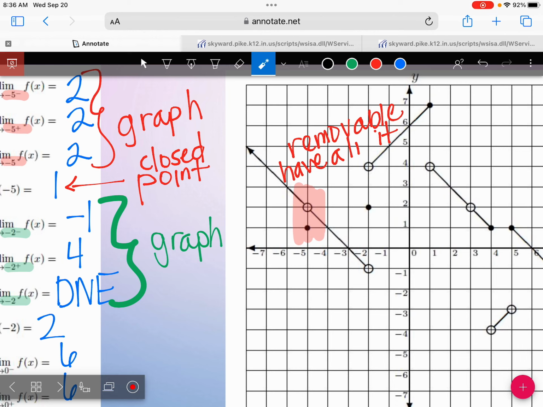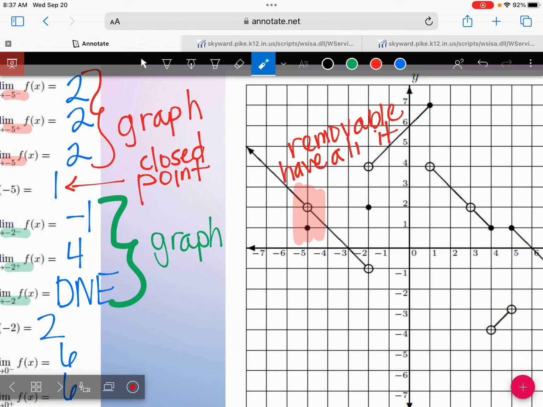Did I say that 7 is asking for discontinuity? Or just a graph? I didn't hear you. Can you say that one more time? Is 7 like asking for discontinuity? Nope, it's asking you for the limit at that point. And if it's a jump at that place, it does not exist.